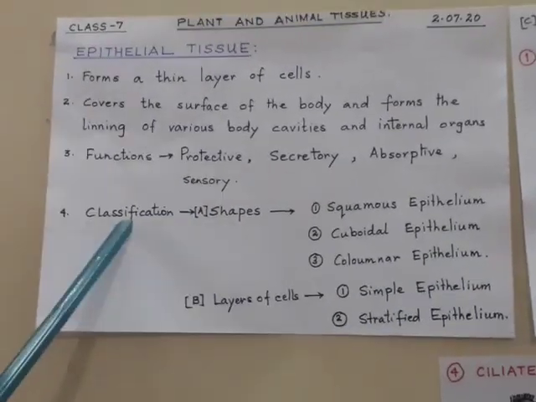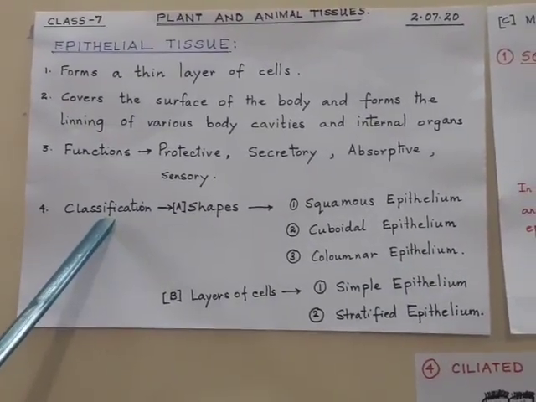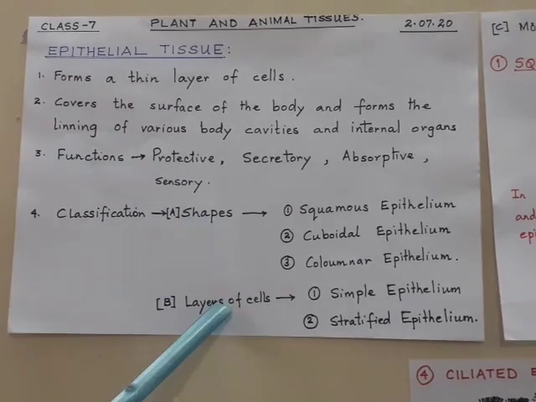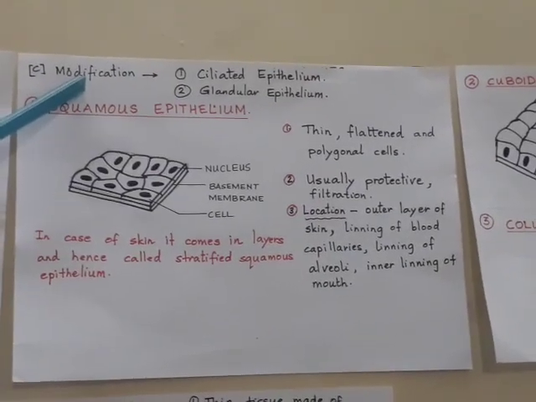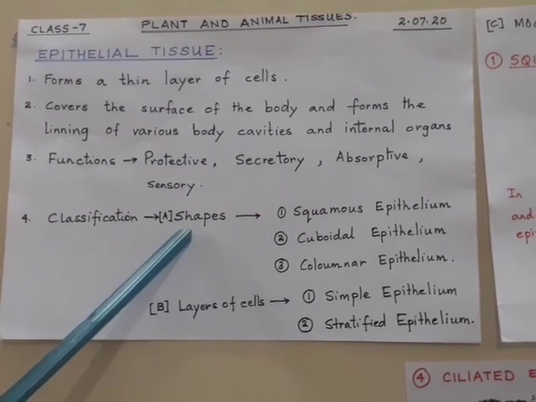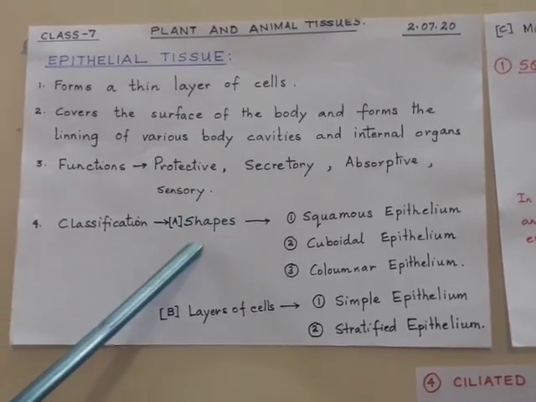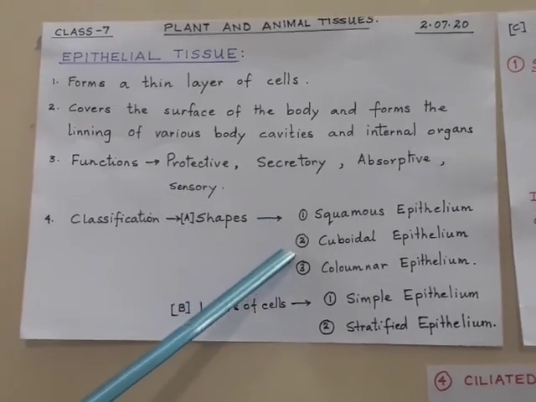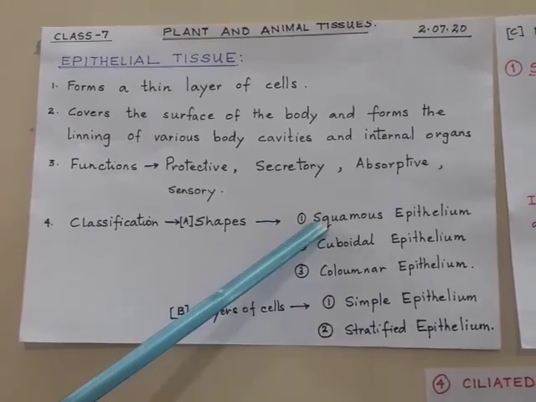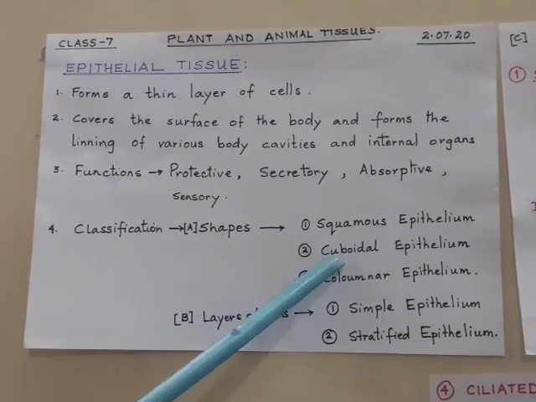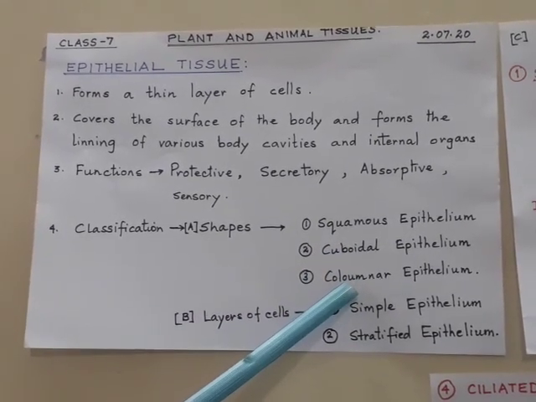Now, to classify the epithelial tissue, it has been classified under shapes, layers of cells, and modification. Now we come to shapes. Under shapes, depending upon the shape of the epithelial tissue, it is divided into three types. Number one, squamous epithelium, cuboidal epithelium, and columnar epithelium.